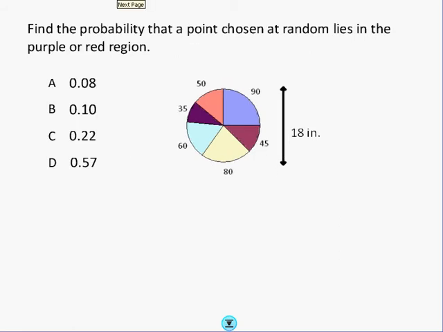Now, if I want to find a probability, again, I could figure out the area of the two regions together and then divide it by the area of the entire circle, or I could just look at the degrees. 80 degrees in our two regions divided by 360 in the whole circle. This simplifies to 2/9, which is about 22%.